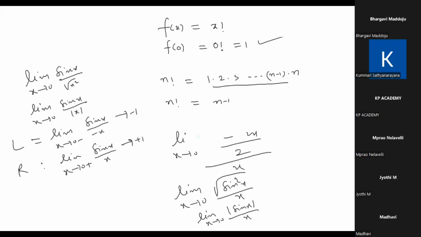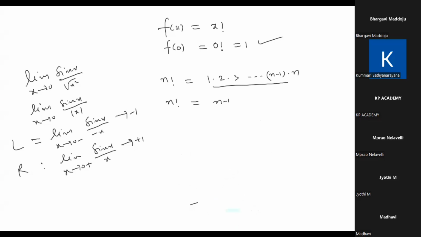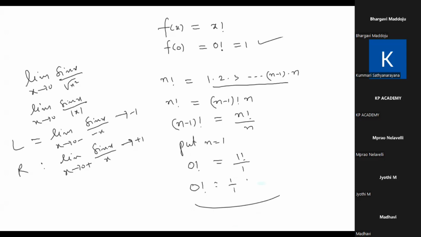Somebody asked how 0 factorial is 1. See, n factorial you can write as n minus 1 factorial into n. So from here, n minus 1 factorial is equal to n factorial by n. I put n equal to 1 and we get it. This is simple: 0 factorial is 1 factorial by 1, that is 1. So this is the reason 0 factorial is 1.